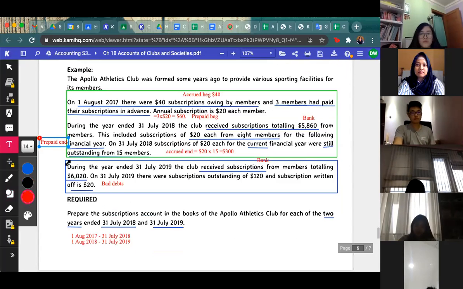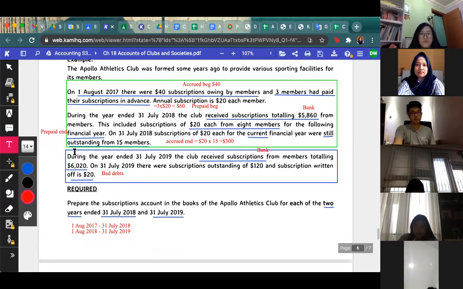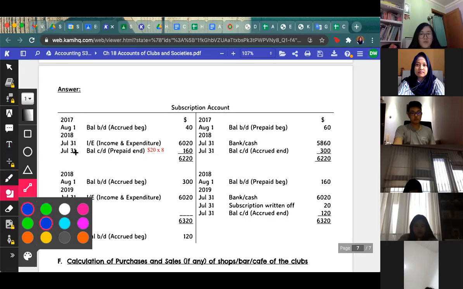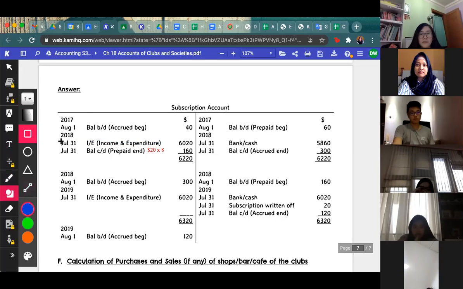From here. And then 31 July, you also have subscriptions 20 from 15 members. That's still outstanding, which is you have accrued at the end 300, then you place it here, 300. Okay. Once you do that, this is the one that is missing. So once you placed everything in their places, you're able to finally calculate the income and expenditure amount. So far, any question?